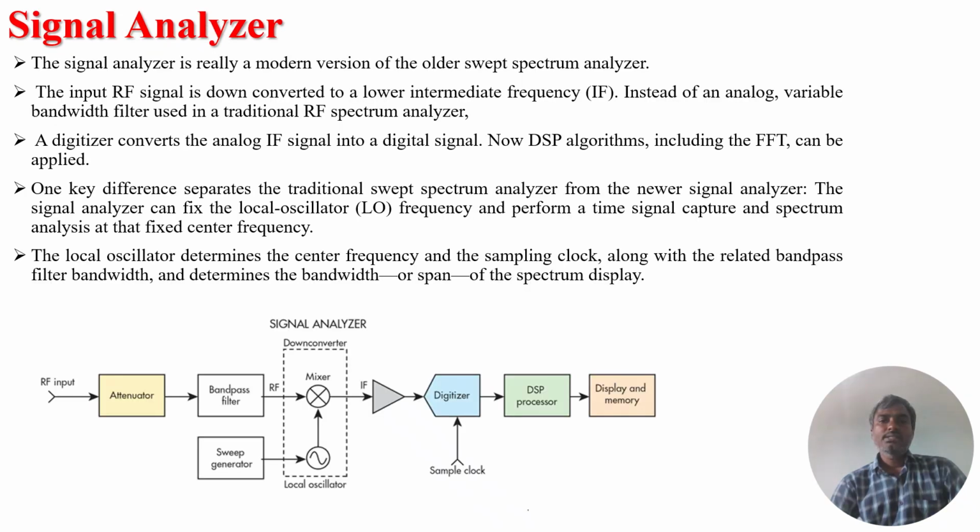The signal analyzer is the modern version of the spectrum analyzer. First of all, it will convert the RF input signal into an intermediate frequency signal by mixing the input signal with the local oscillator signal. Then it will convert the intermediate frequency signal into a digital signal. Then, by using DSP algorithms and the fast Fourier transform, it will convert the time domain version of the signal into the frequency domain version. Then it will display the amplitude as well as the phase of a signal as a function of frequency.